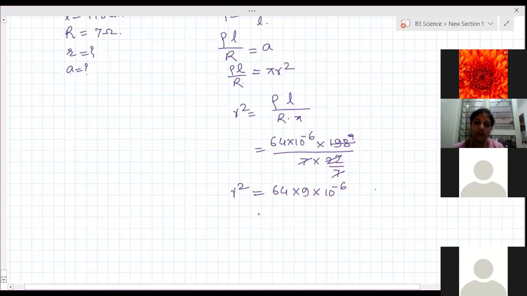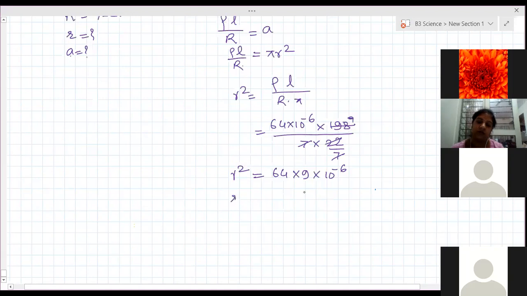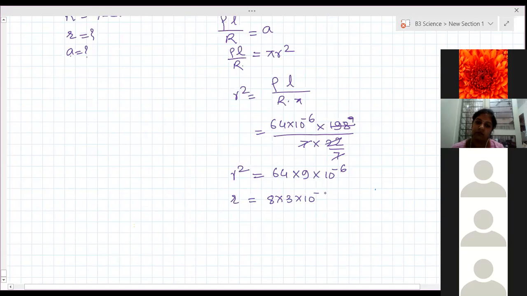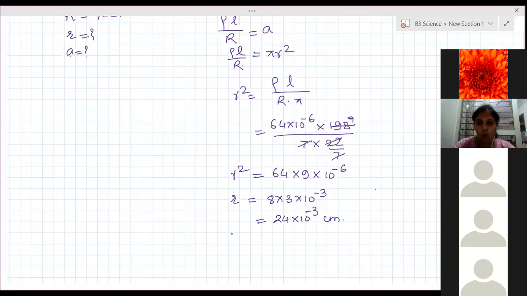So what is the value of r? Take the square root of all three terms: root of 8 into 3 into 10 to the power minus 3. So this is equal to 24 into 10 to the power minus 3 centimeter, so it will be 0.024. Clear?